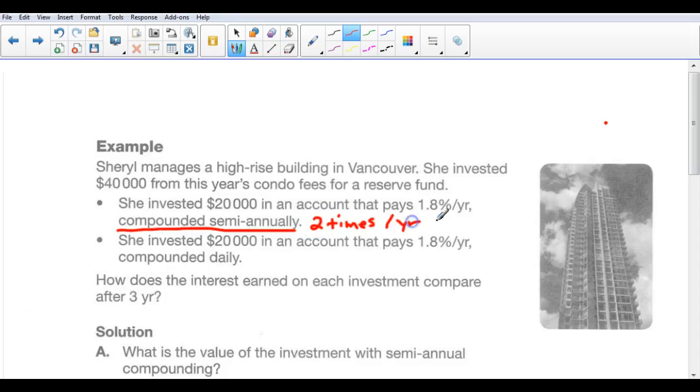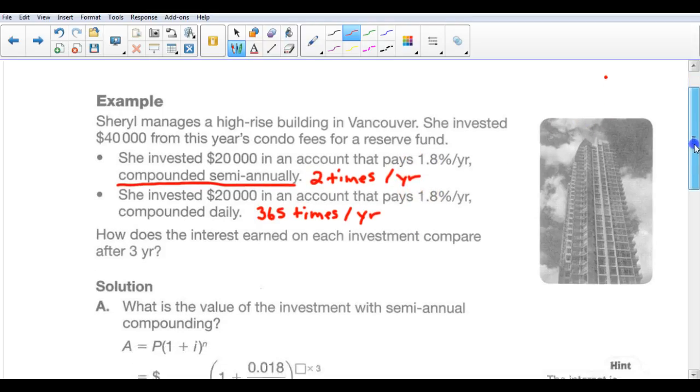per year. Okay? Then she took the other half, the other $20,000, in an account that pays the same interest rate, 1.8% per year, compounded daily. That means it's going to be compounded 365 times in 1 year. Now, is there a difference? Is this one going to yield more money or less money than this one? We don't know. We have to do the math.